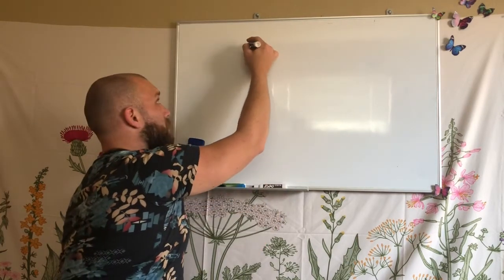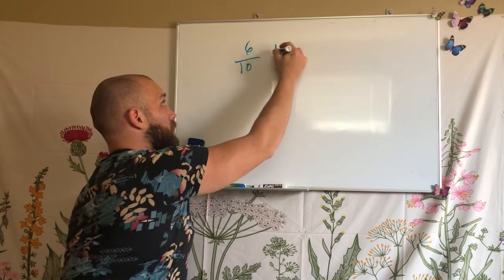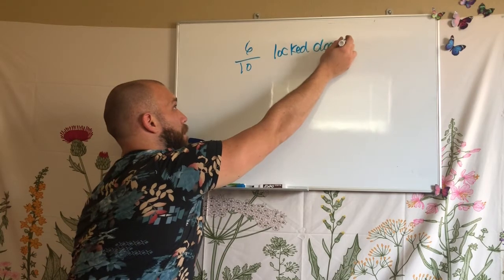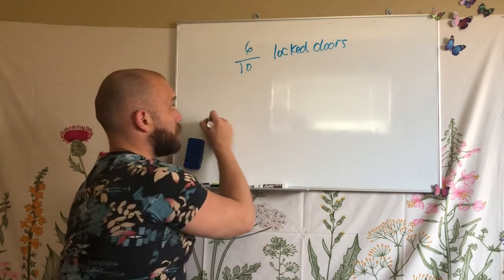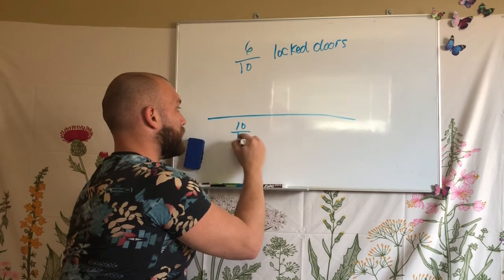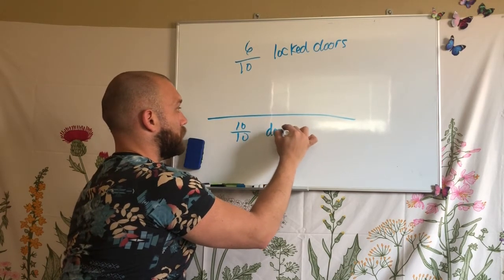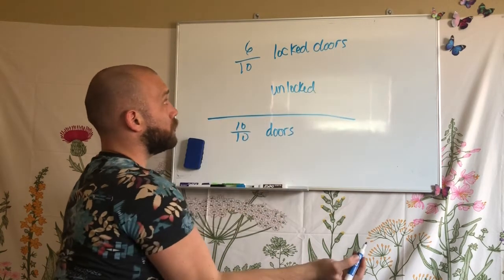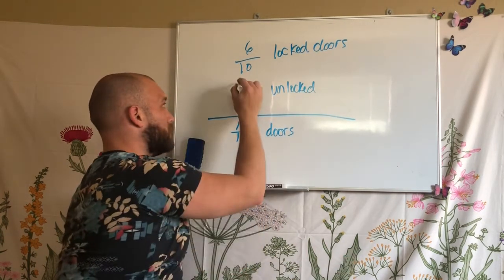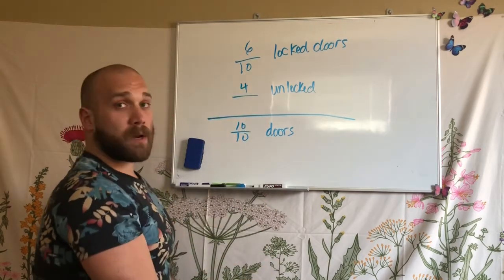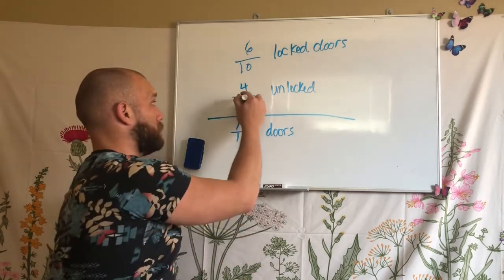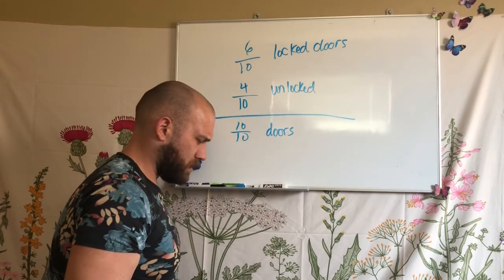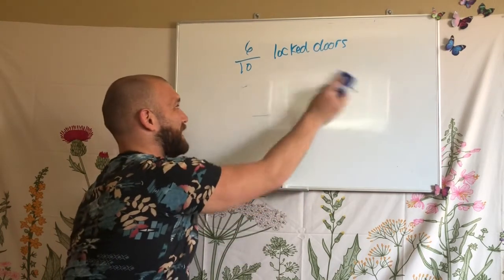6/10 of the doors were locked. Locked doors. So, I know in all, I'm going to have 10 out of 10 doors. So this is going to be unlocked. What is 10 minus 6? 4. What will my denominator be? 10. It stays the same. All right. One more.